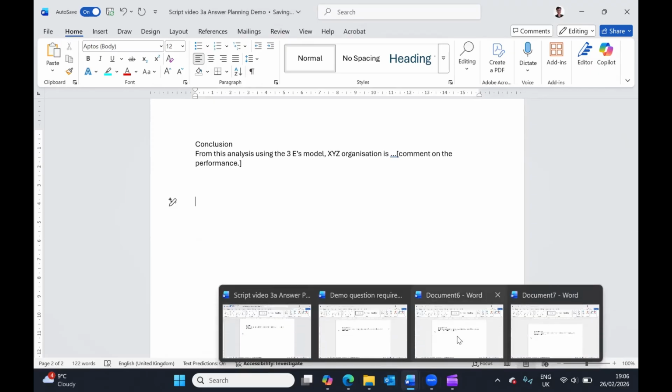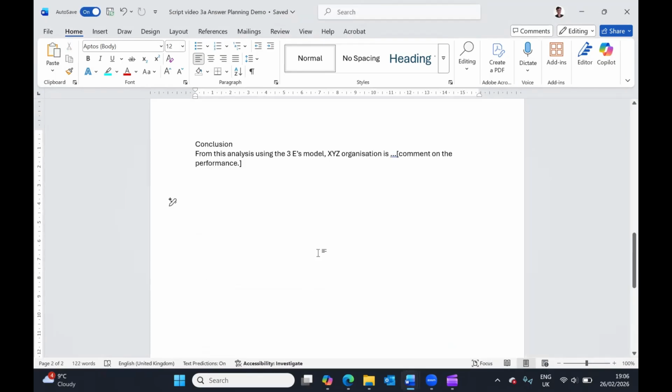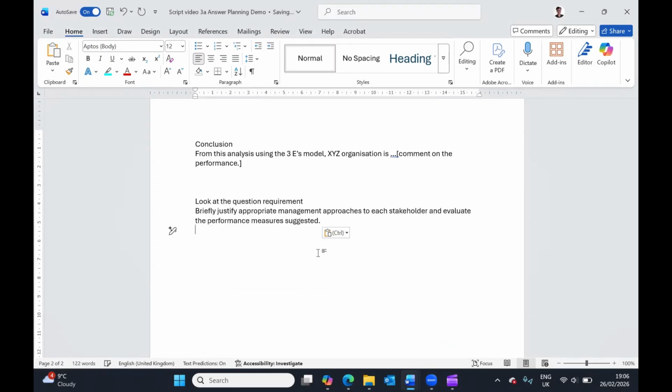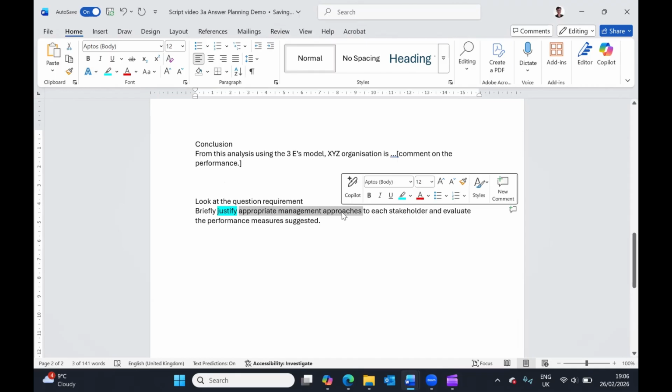One that uses, let's try this one, because this one actually uses a conjunction, right? So here again, we're going to look at their question requirements. So here we're going to copy that and let's have a look at this. So here the verb is to justify. The stem is appropriate management approaches. Okay.